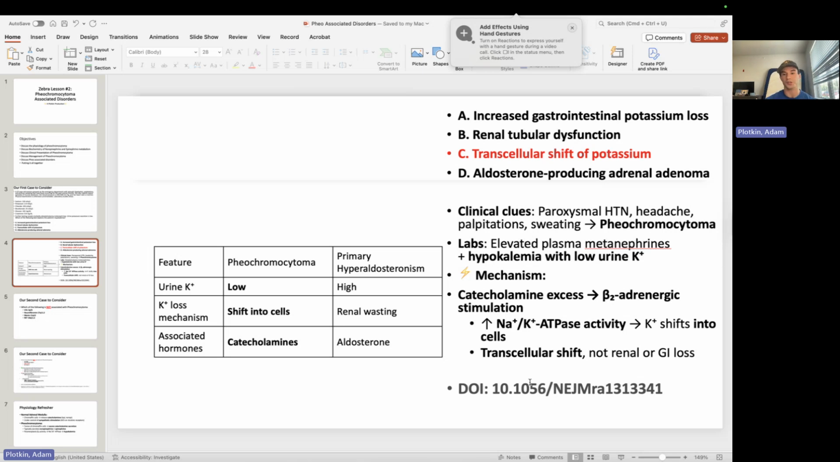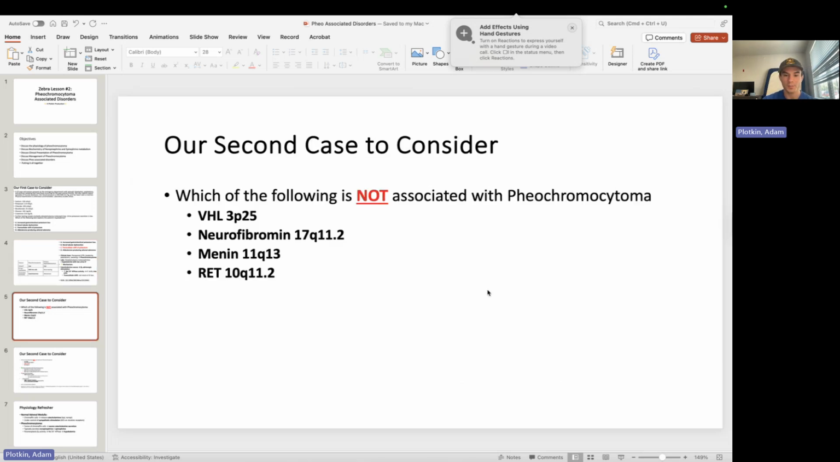I think people understand that beta 2 agonists can cause transcellular shift of potassium. Now, them putting it together with a pheochromocytoma, that was the challenging part of this question. All right, so our second case to consider: which of the following is not associated with pheochromocytoma? Is it VHL 3p25, neurofibromin 17q11.2, menin 11q13, or RET 10q11.2? So pause your screen and consider.